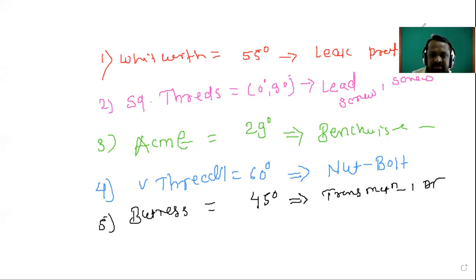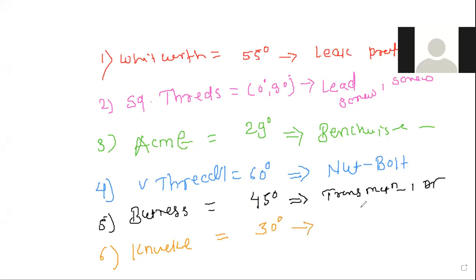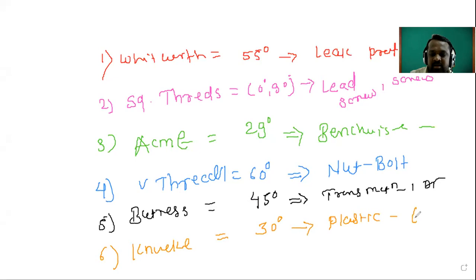Then next is the knuckle thread, the last thread. What is the angle? 30 degrees. It is used in plastic components. Example is the water bottle. Okay, now these are the types of threads.